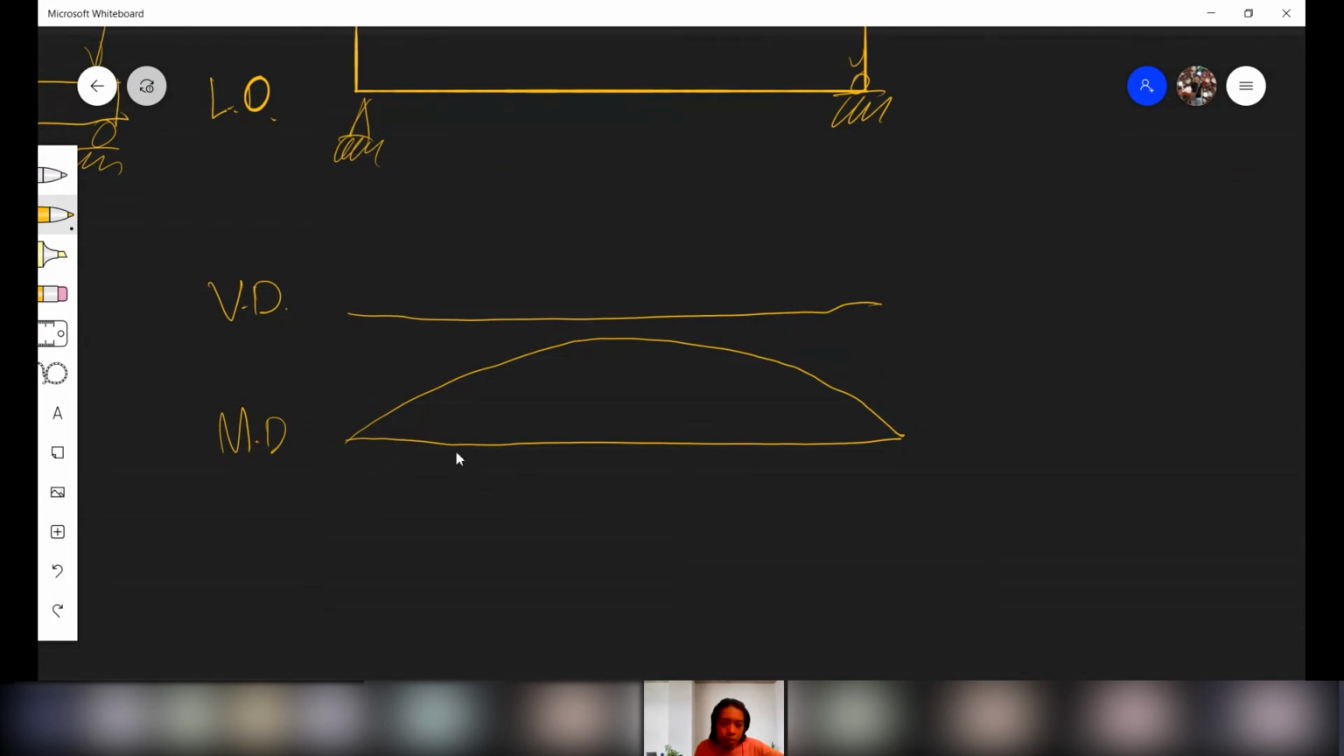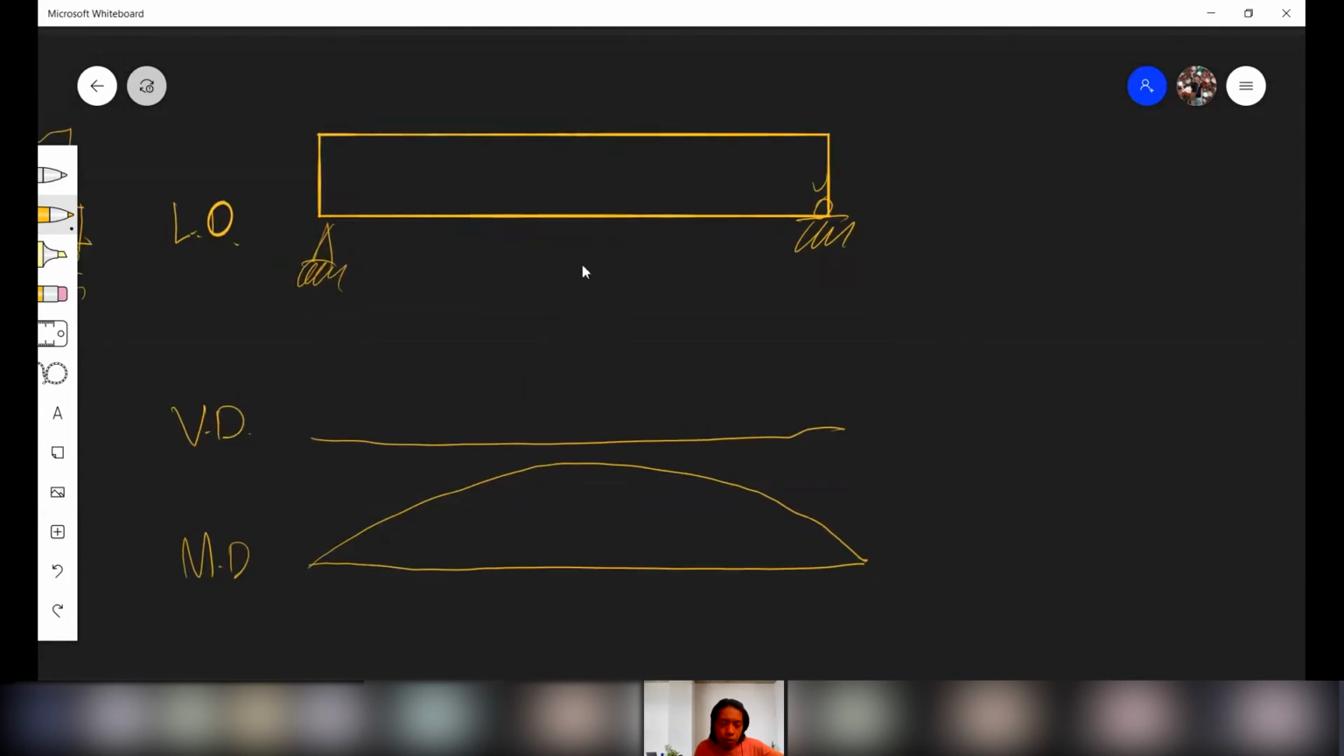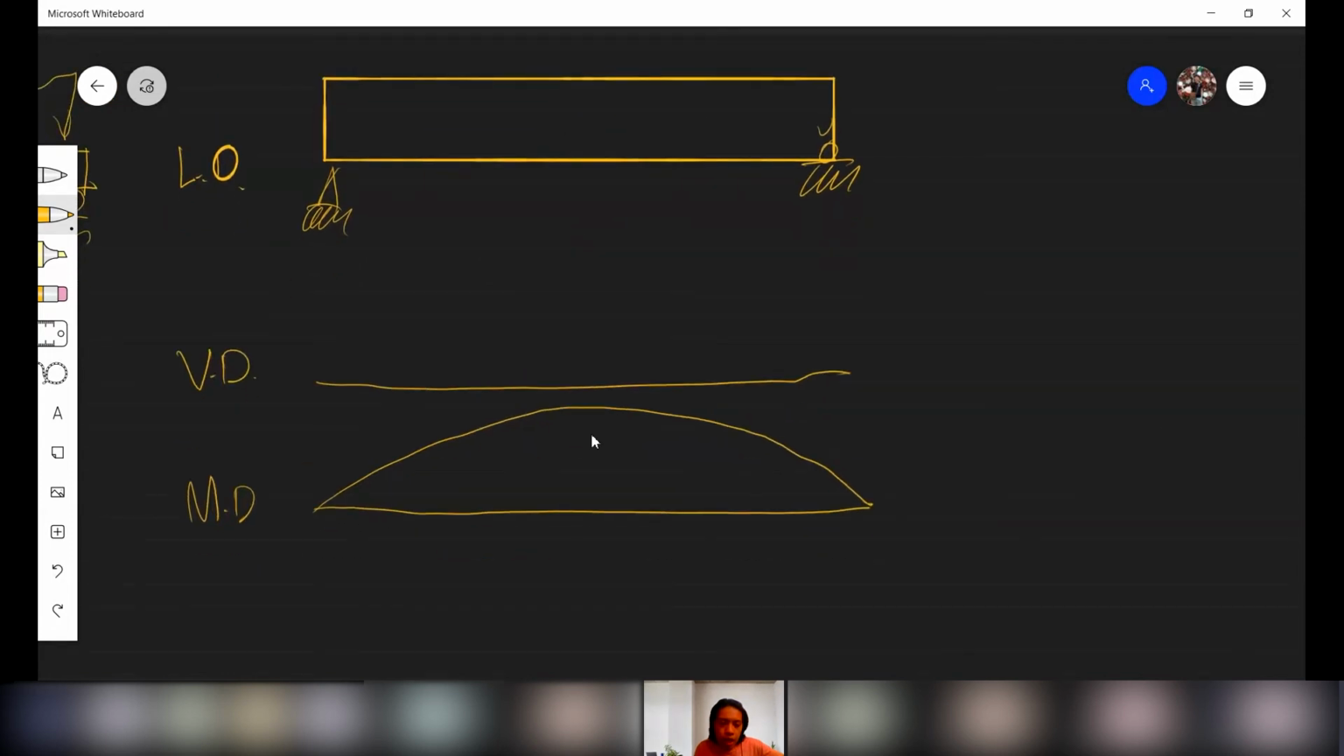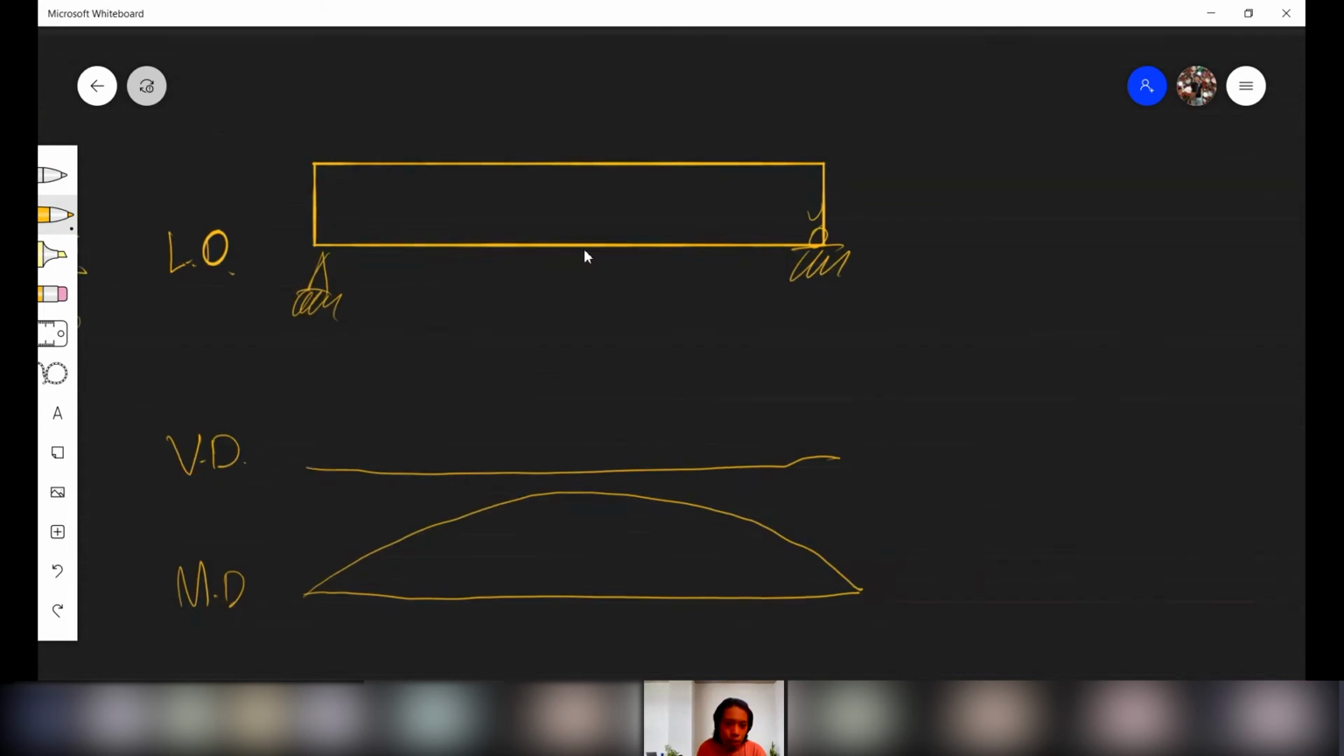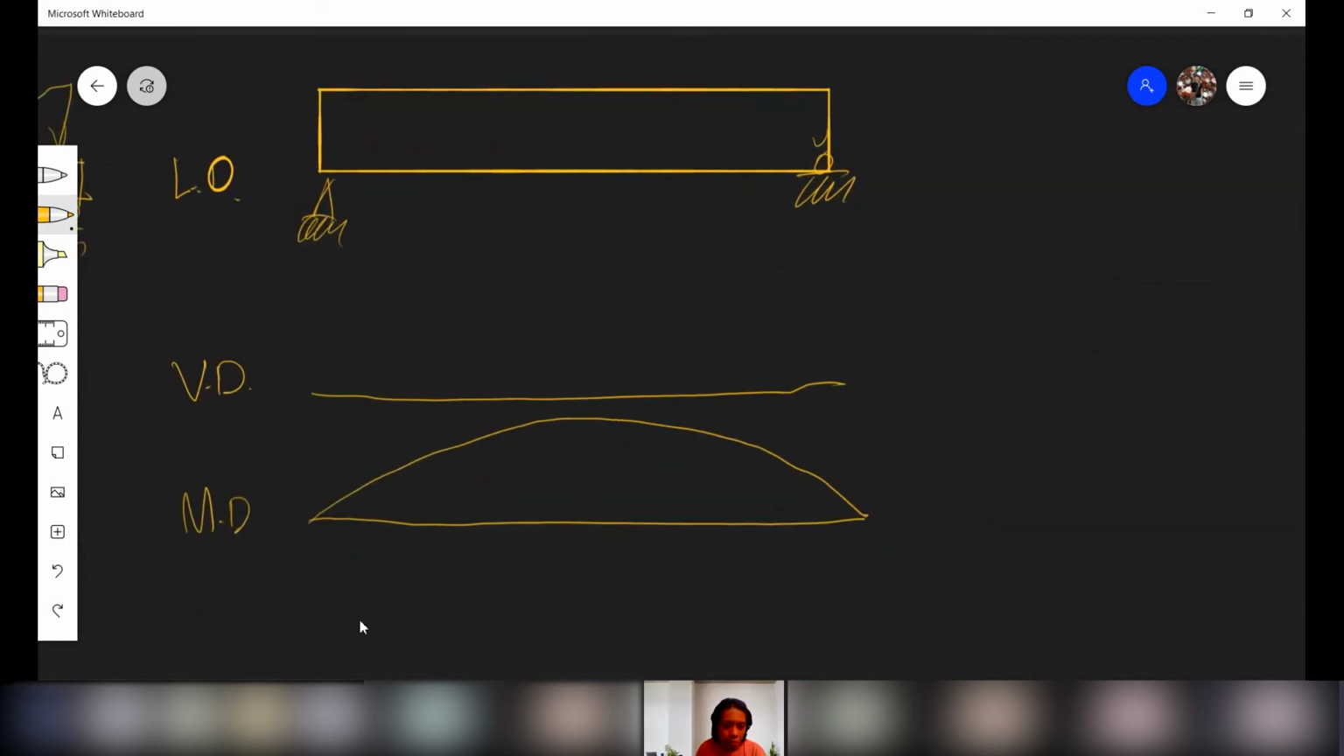As you can see, it's the moment diagram for this type of loading. Its usual maximum moment can be found at the center of the beam, right? The maximum moment can usually be found at the center of the beam or the midspan of the beam. Depends, of course, on the loading. For this type of loading, the maximum moment is at the midspan.